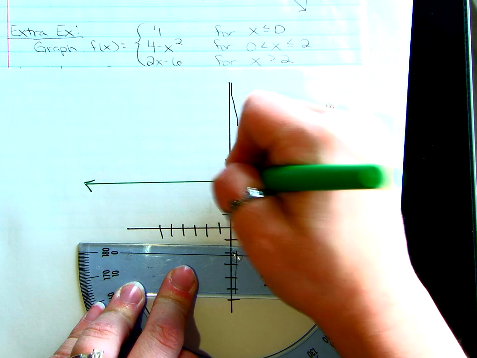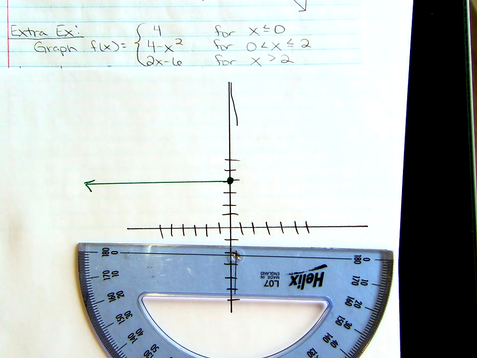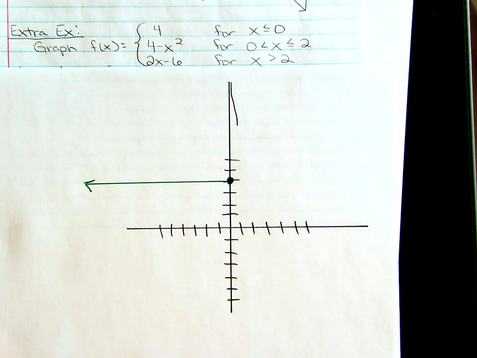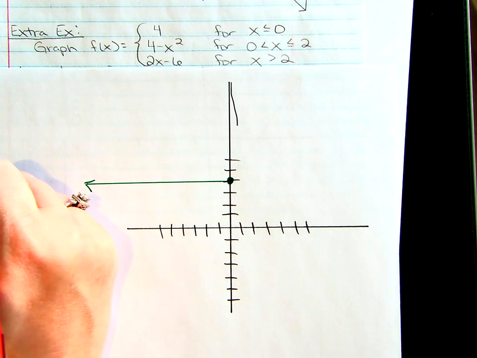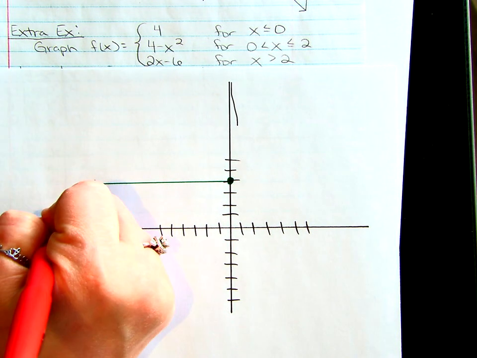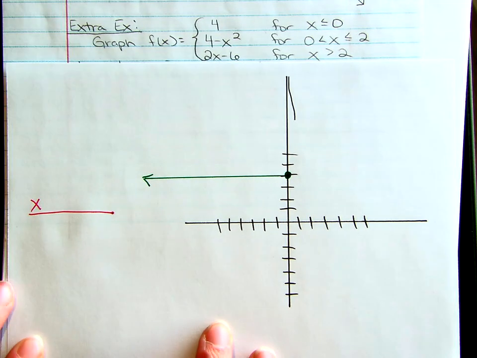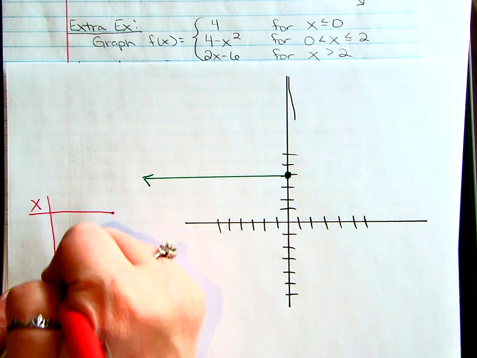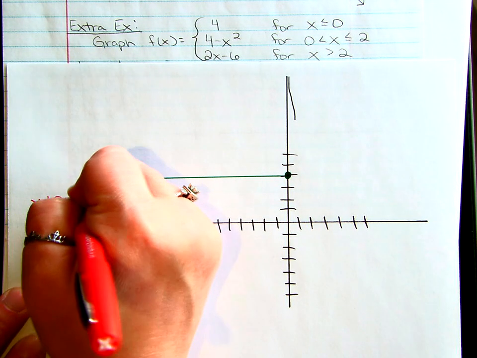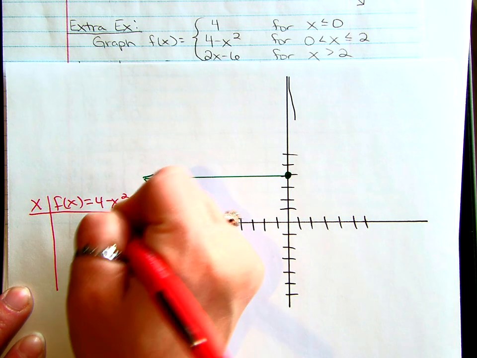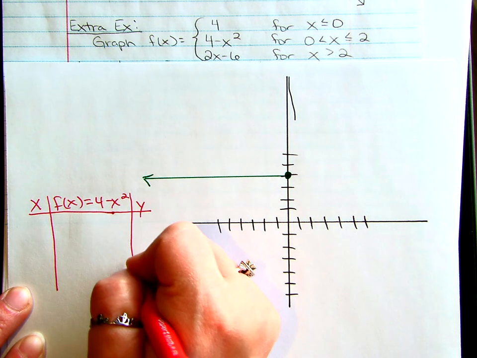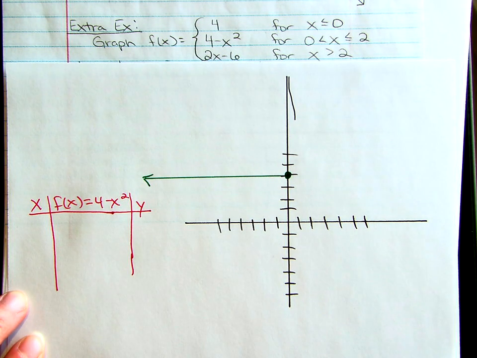So there's our top equation. Now we are going to have to use some tables to point plot for our next two sections. So we have x, we have f of x equals 4 minus x squared, and we have y. And we have to stay between 0 and 2 in this case.